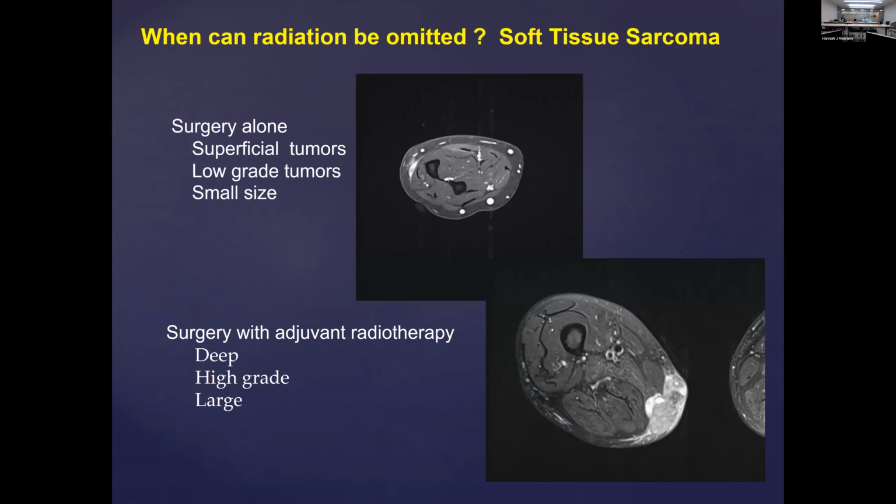So when can radiation be omitted? Probably surgery alone is okay for a superficial tumor, a low-grade tumor, and a small tumor. But that's not all. Sometimes with a little bigger tumor we radiate alone, especially if they're easy to follow. But we almost always advocate for adjuvant radiation for a deep tumor like this one at the bottom, a larger tumor, 5 centimeters is kind of the cutoff, and if it's high grade.